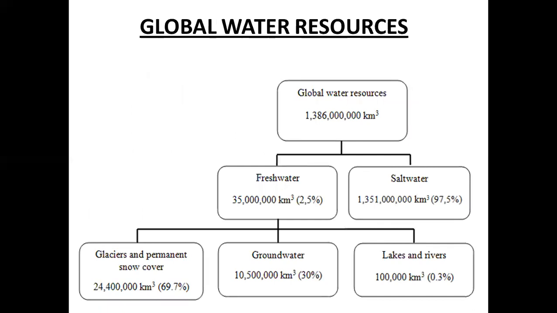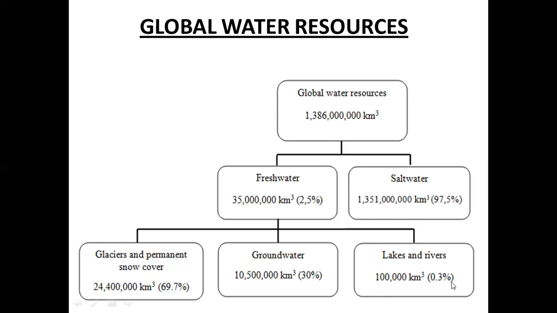Okay, so the next is global water resources. You can see here the complete global water resources, out of which this is the fresh water, this is the salt water. You can see that fresh water is only 2.5% compared to salt water. Now this fresh water is in the form of glaciers and permanent snow cover. So it is trapped in the snow mountains. Then groundwater is 30%, and rivers and lakes are just 0.3%.